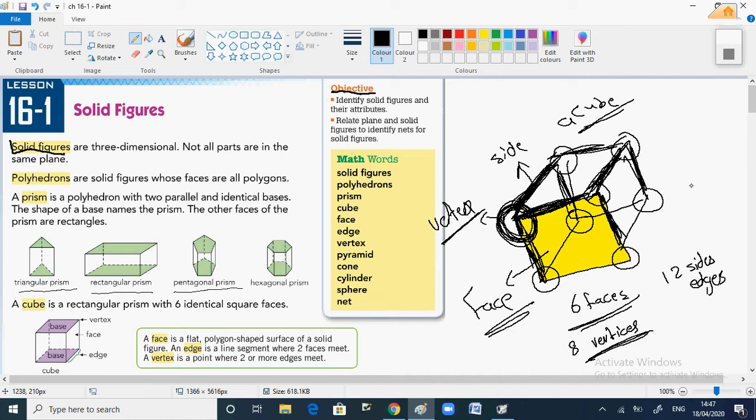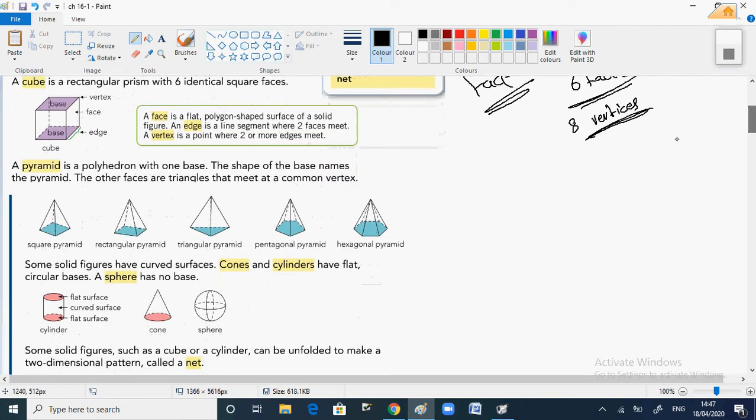Okay, now a pyramid. We have different types of pyramids, depending on their bases. The base here is a square, so it's called a square pyramid. The base here is rectangular, so it's a rectangular pyramid. Here a triangular pyramid. Here a pentagonal pyramid. Here a hexagonal pyramid. It's named by its base, and all the other faces must be triangles.